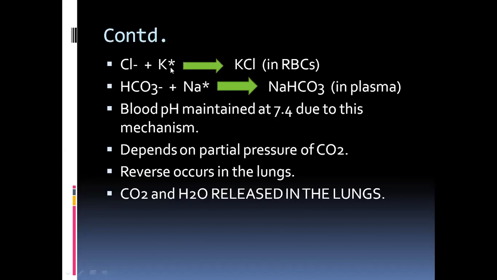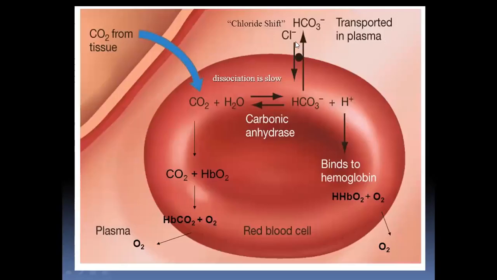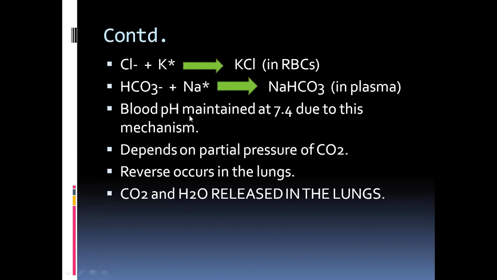The chloride inside the red blood cells combines with potassium and forms potassium chloride, and bicarbonate in the plasma combines with sodium and forms sodium bicarbonate. This chloride, when it comes into the red blood cell, combines with potassium and forms KCl. And this bicarbonate, when it moves out into the plasma, combines with sodium and produces sodium bicarbonate. Therefore, their ionic effect is neutralized. Now, this is happening in the tissues. The blood pH is maintained at 7.4 due to this mechanism. You can get a question: explain how the blood pH is maintained at 7.4. Explain the mechanism. Then you have to explain the Hamburger phenomenon, also known as the chloride shift.